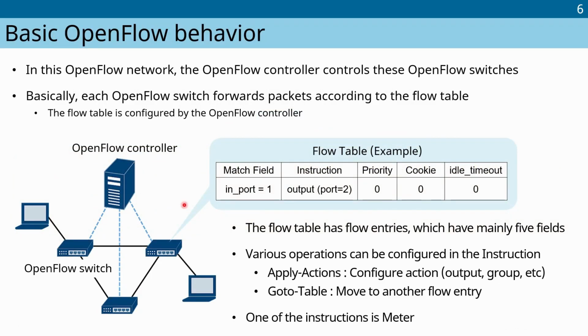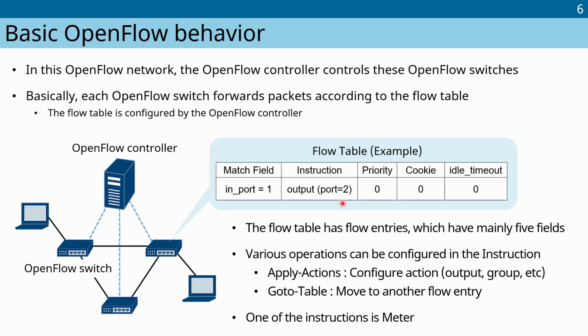In this OpenFlow network, the OpenFlow controller controls these OpenFlow switches. Basically, each OpenFlow switch operates according to the flow table. The flow table is configured by the OpenFlow controller and consists of multiple flow entries. Then, a flow entry has mainly these 5 fields: match field, instruction, priority, cookie, and timeout. When a switch receives a packet, it compares the packet to the match field. And then, the instruction is executed when the packet matches the flow entry. In this switch, a packet from port 1 matches this flow entry and is sent to port 2.